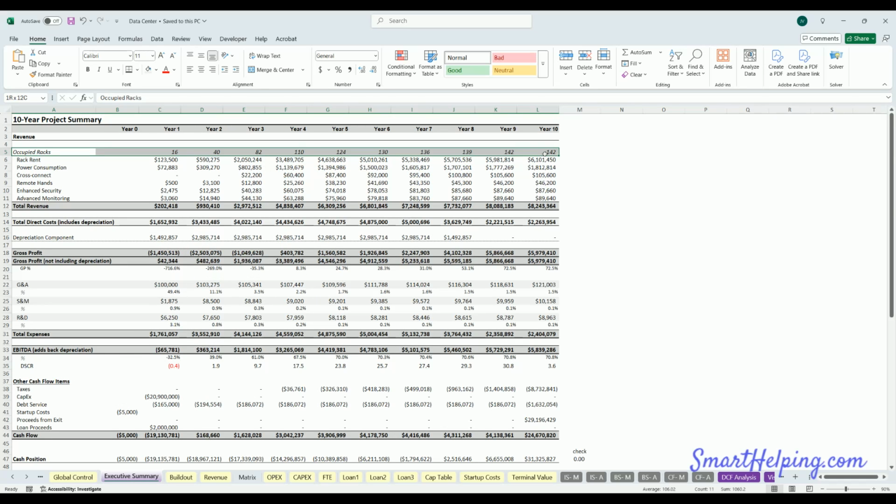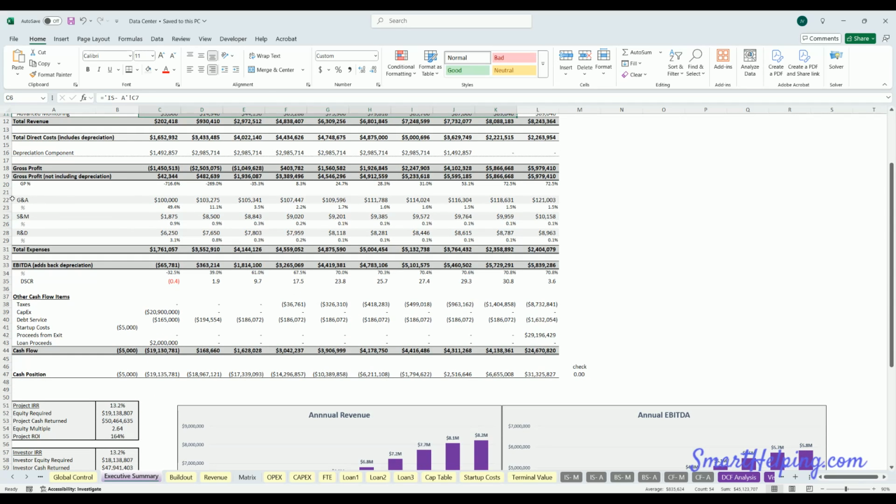Executive summary tab, we're going to see high-level views of all the different key metrics. So occupied racks over time. And this is a data center, which means you build a building that has racks that you rent out and provide services to clients for. So there's some maximum capacity that's utilized over time, and these are all the different revenue streams: total revenue, direct costs, including depreciation, which would be your capex. Here's the depreciation component broken out.